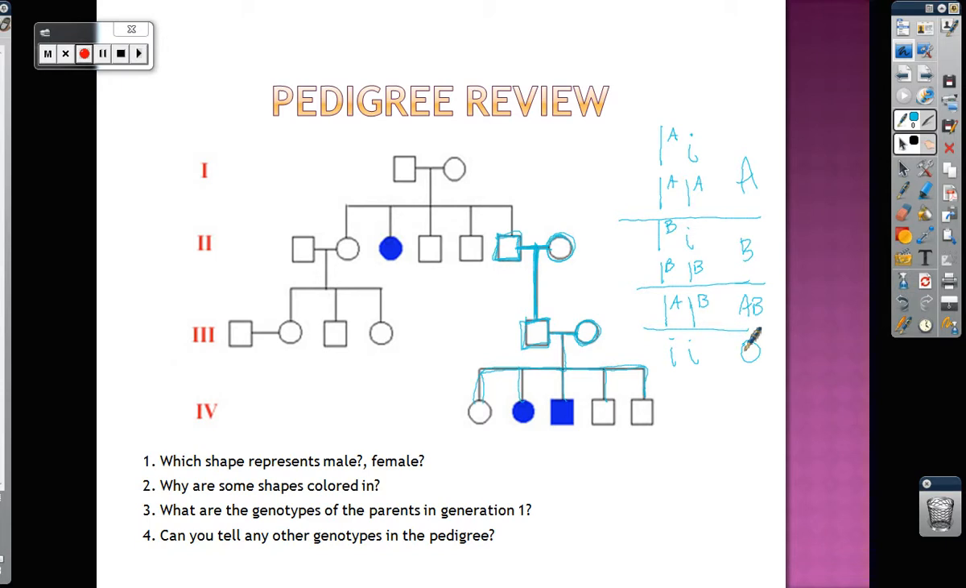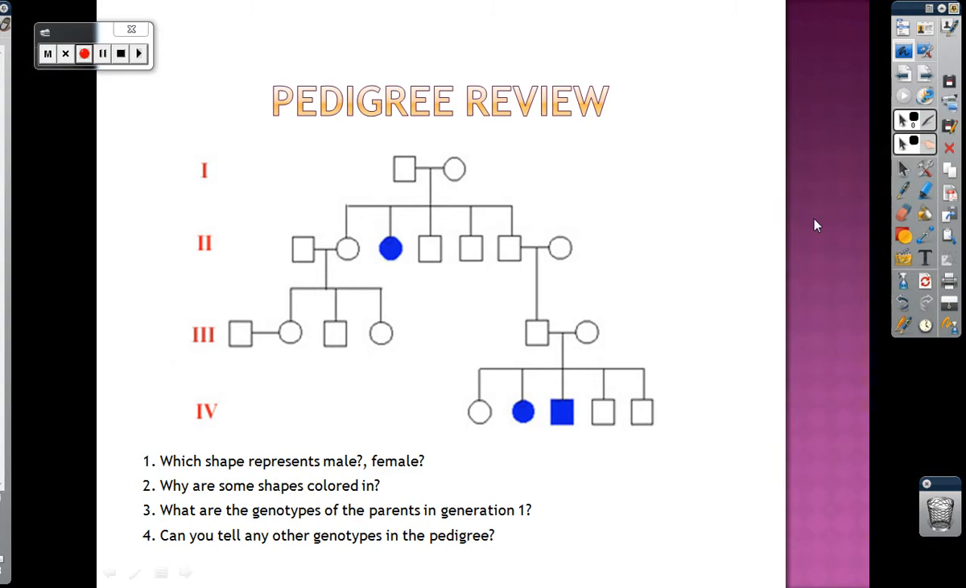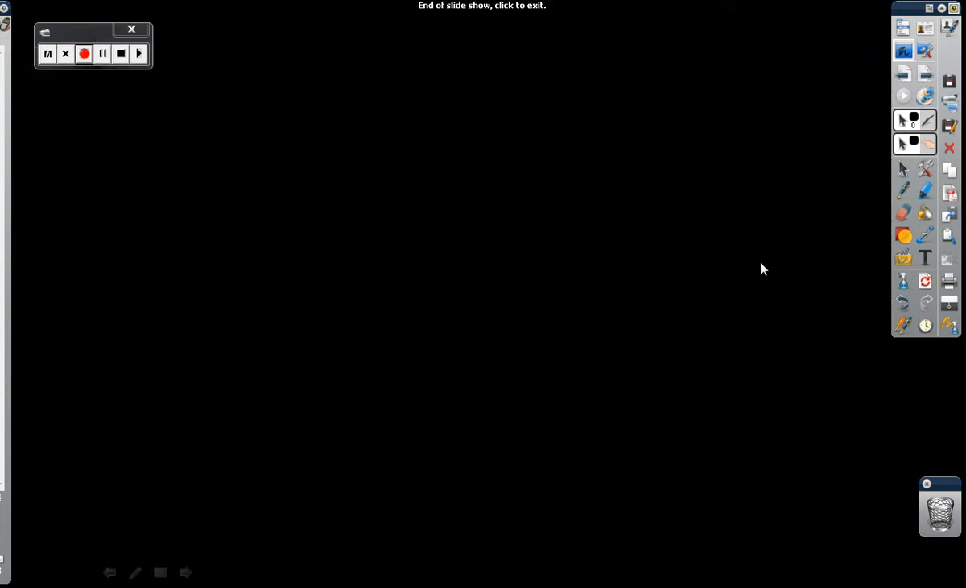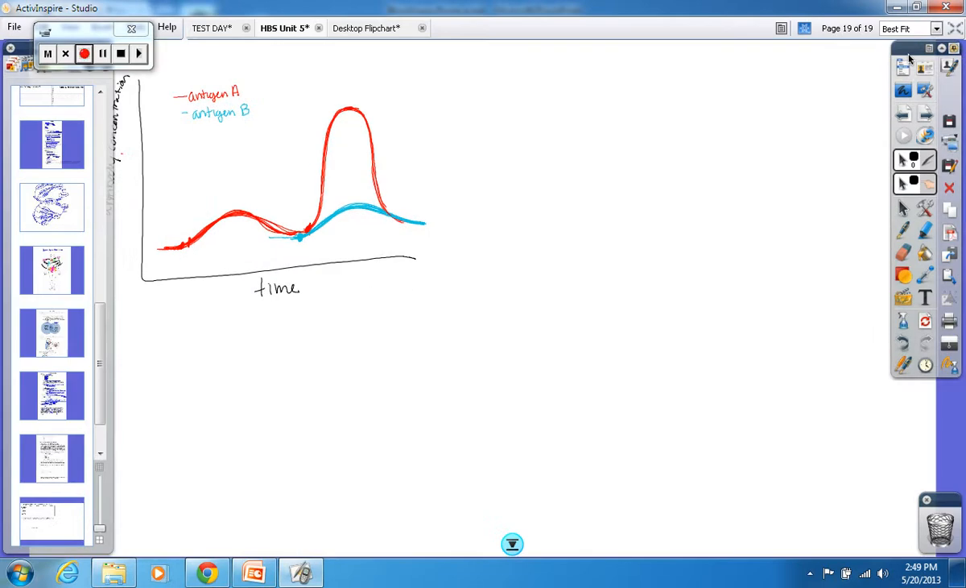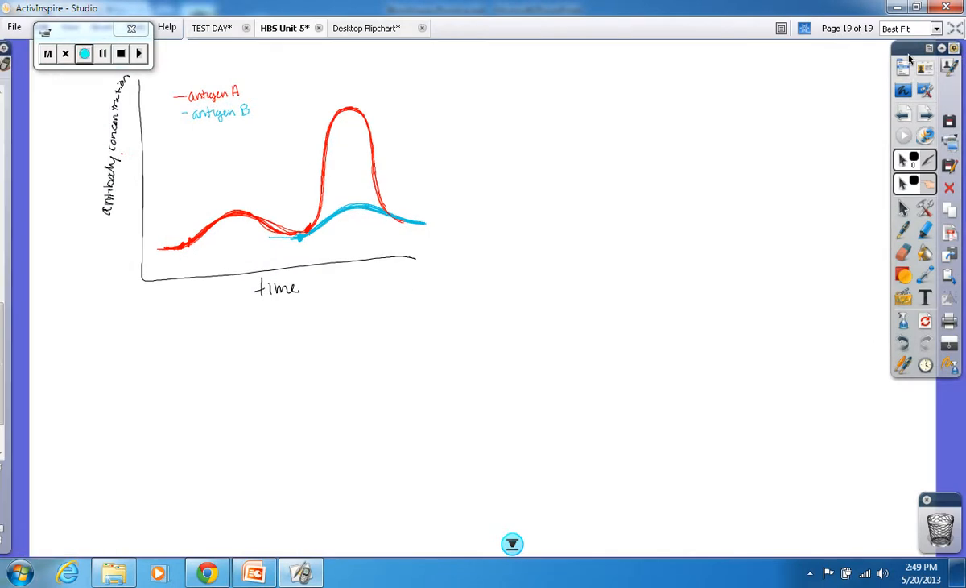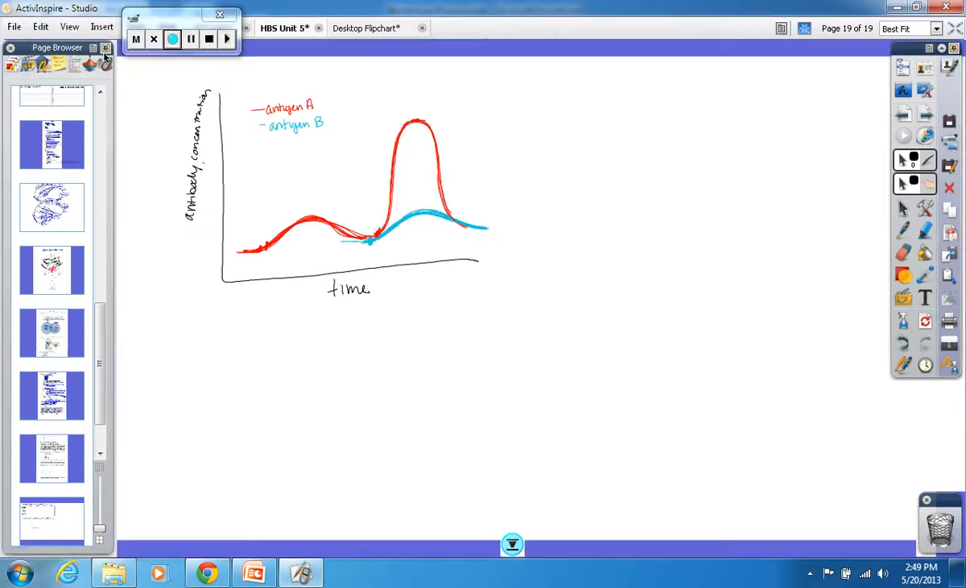One other thing I want to briefly cover that I don't believe I have in this PowerPoint. So let's pull up a blank page on a flip chart. The last thing is, you've probably heard of people being AB positive or AB negative. So let's quickly talk about what that positive and negative means.